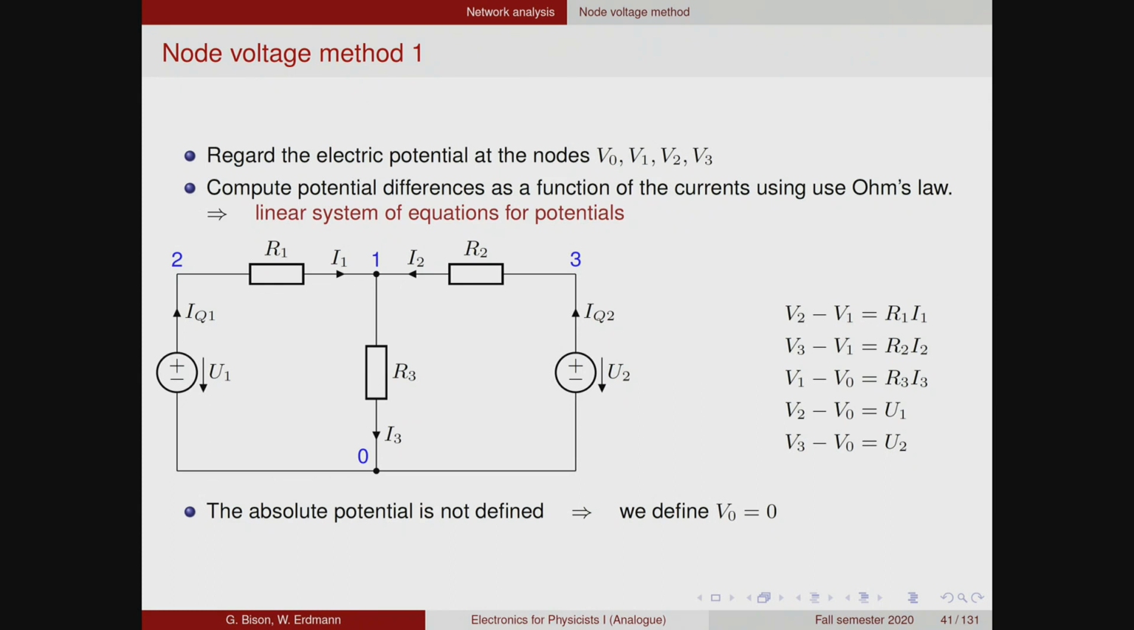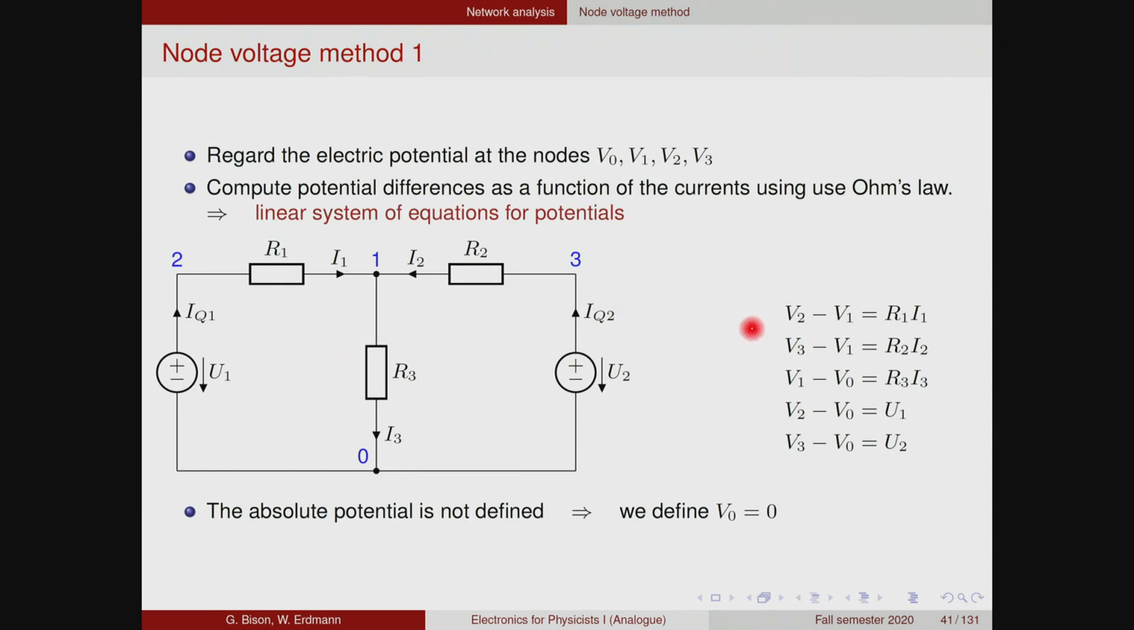So for resistors, this is simply an application of Ohm's law, as you can see, for example, here. So we take the difference between potential at node 2 and potential at node 1, and this is simply the resistance R1 times the current. So we see this here, this is node 2, this is node 1, and of course, the current going through this resistance produces a potential difference between these two nodes.